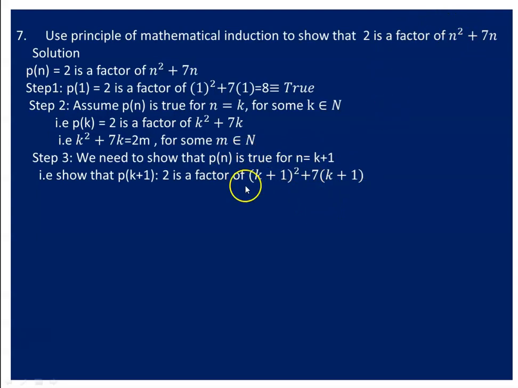But the question is, how are you able to show that 2 is a factor of this expression? Or how can you show that this is a multiple of 2? See, if you are able to show that this is a multiple of 2, we can consider that 2 is a factor of this. And for this, guys, listen now carefully, please.